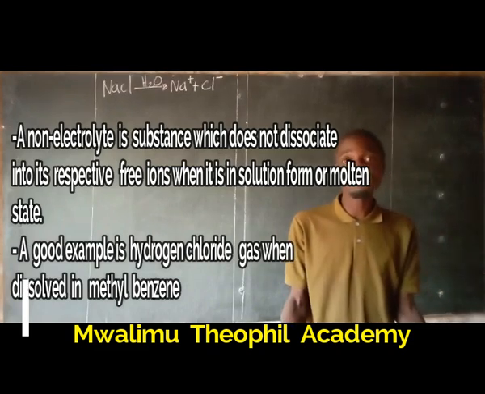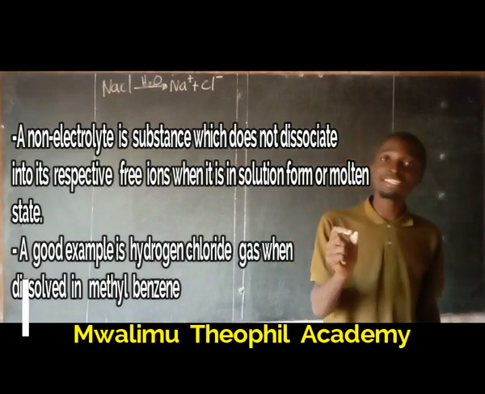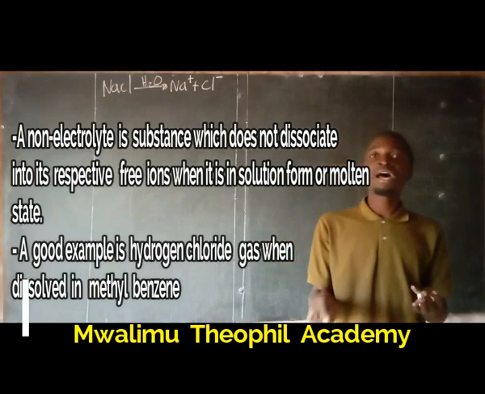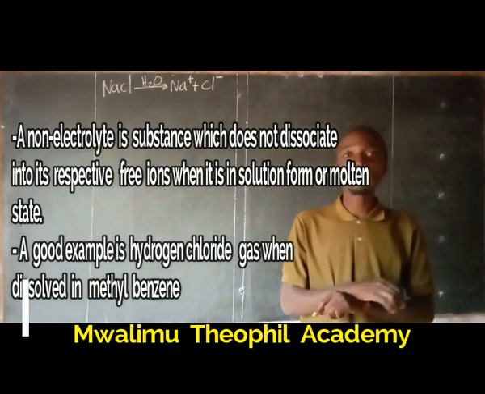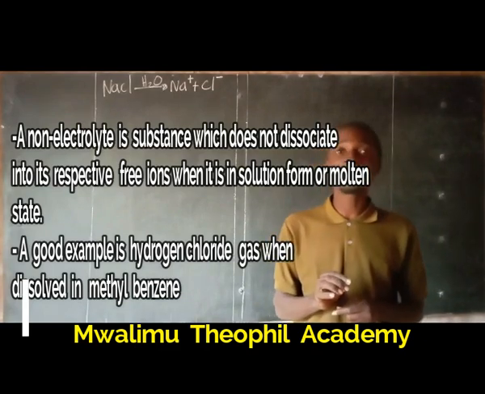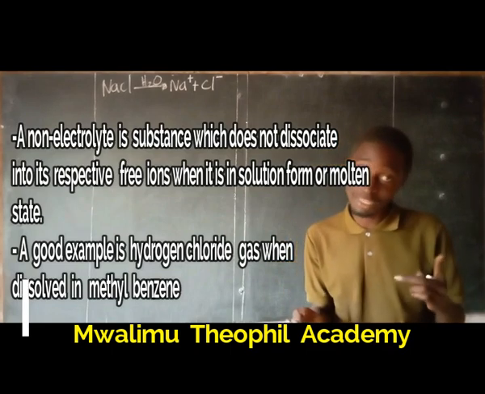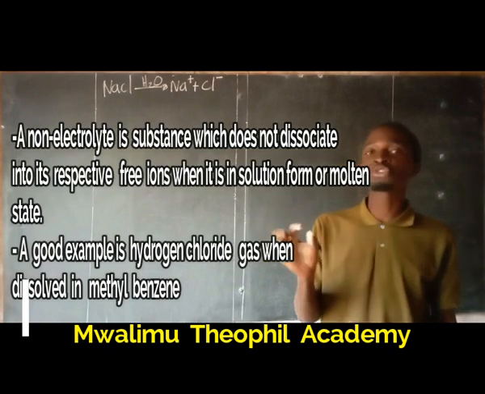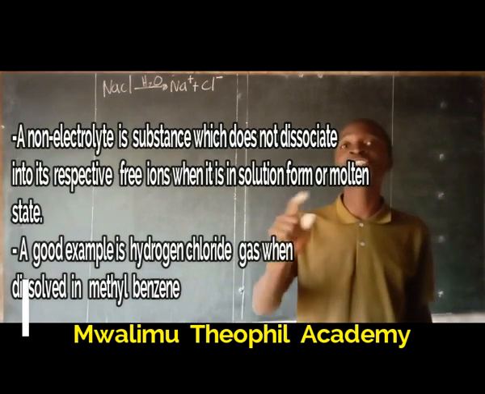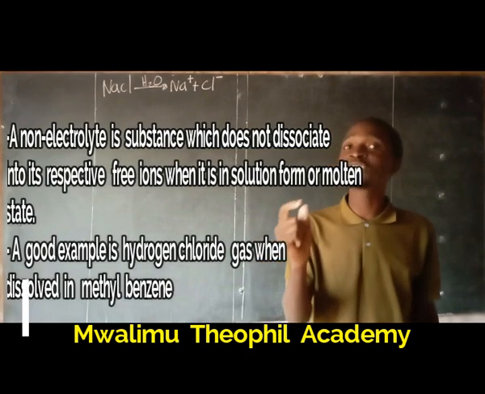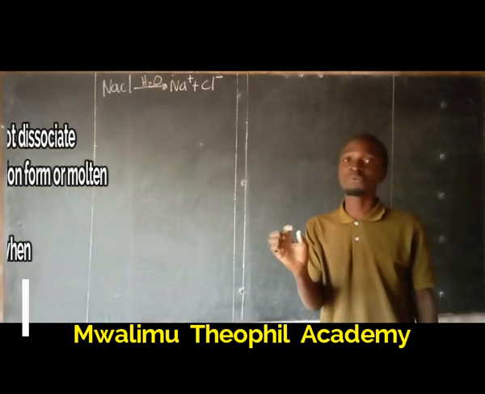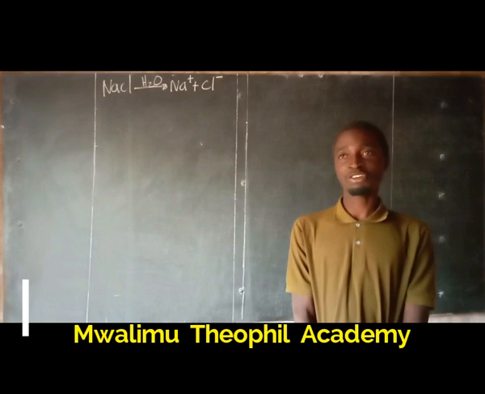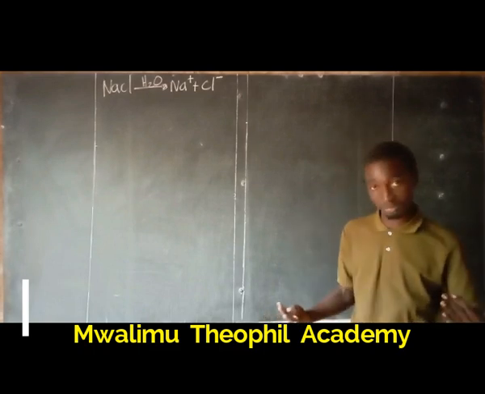What is a good example of a non-electrolyte? The answer is that a good example of a non-electrolyte is hydrogen chloride gas when dissolved in methylbenzene. What does it mean? It means that when you take hydrogen chloride gas and pass it into methylbenzene, it does not dissociate into its free ions, which are hydrogen ion and chloride ion. I hope you have understood the concept.